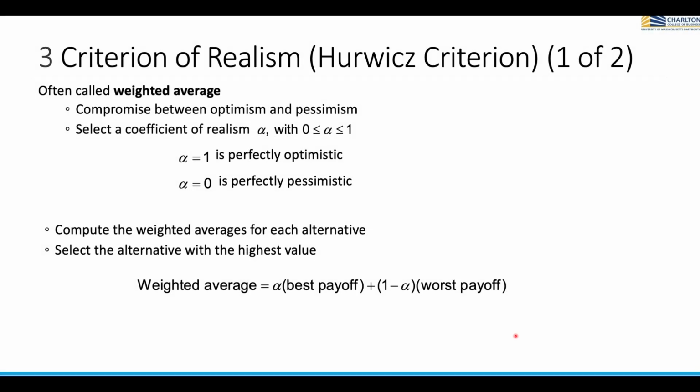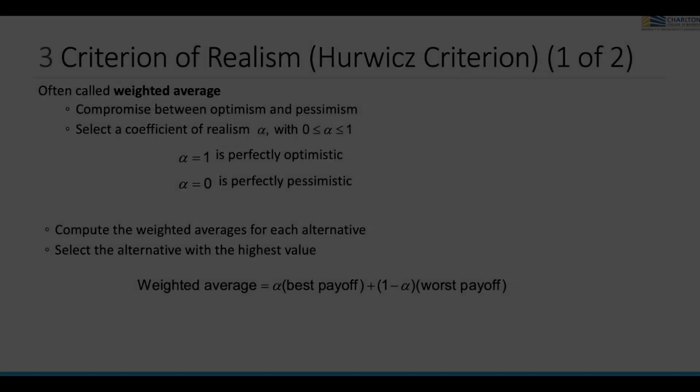Next one is Hurwitz criterion. In this criterion, we want to make a balance between being optimistic and being pessimistic. For alpha percent of the time, we are optimistic, and for 1 minus alpha percent of the time, we are pessimistic. The criterion for decision making is basically a weighted average between the optimistic option and the pessimistic option. Optimistic option is the best payoff, and pessimistic option is the worst payoff.